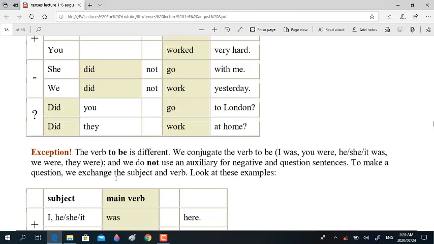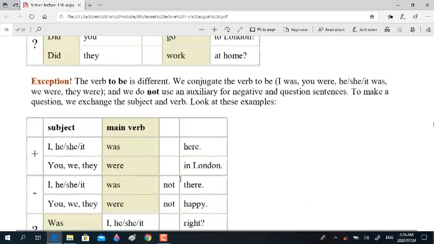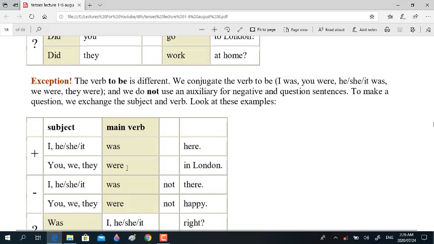To make a question, we exchange the subject and verb. We just change the places of subject and verb. Look at these examples. These examples are basically the be form of the verb. Was, were, these are the be form of the verb in past form. I, he, she, it take was, whereas you, we, they take were. You were in London, right?